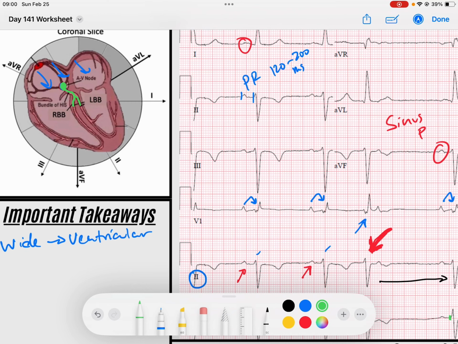But our QRS axis is upright in lead 1, but negative in AVF, and it's negative in lead 2 as well, which tells me that my QRS axis is way up and to the left. We've got a left axis deviation. And I know that in the setting of right bundle branch block, oftentimes left anterior fascicular blocks cause that. And so you can see here, we've got this little Q big R pattern in lead 1, and we've got this little R deep S pattern in lead 3, and that little RS pattern in that lead has got some left axis deviation.